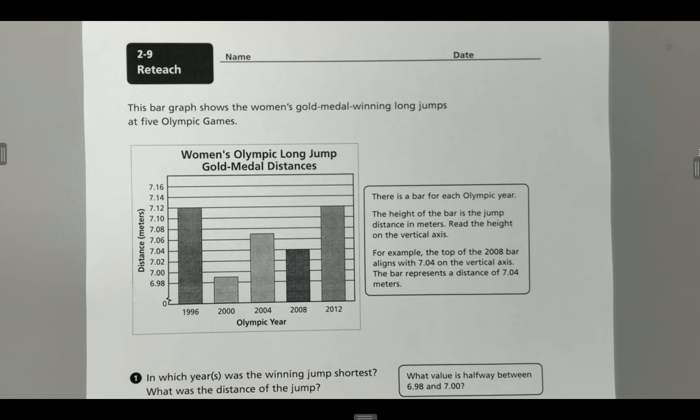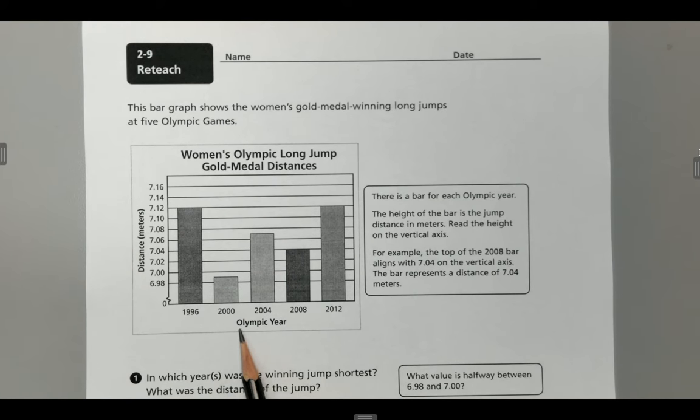Lesson 2.9, Graphs with Decimals. This bar graph shows the women's gold medal winning long jumps at 5 Olympic Games. And when you look at this bar graph, notice the title of it first, Women's Olympic Long Jump Gold Medal Distances. And then look at how both the axes are labeled.